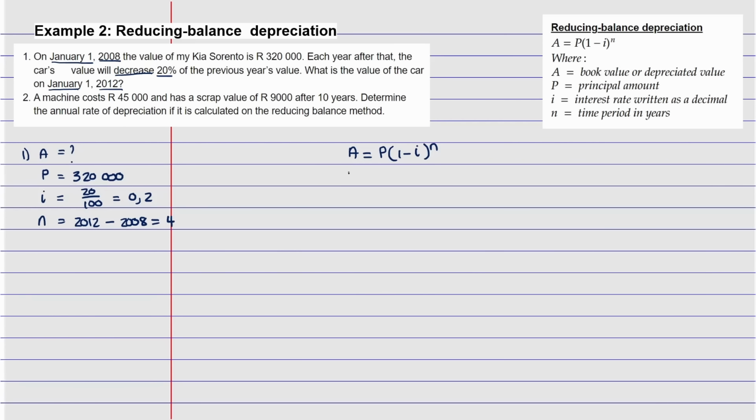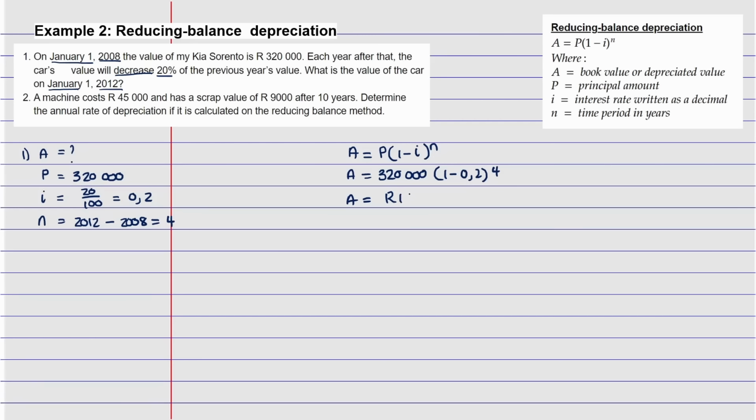So we're looking for A because we're looking for the price of the car in 2012, which is in the future, right? So it's going to be what? In 2008, it cost this amount, right? Open bracket is going to be 1 minus 0.2 to the power of 4. Punch that into the calculator, you're going to get how much the car costs now.